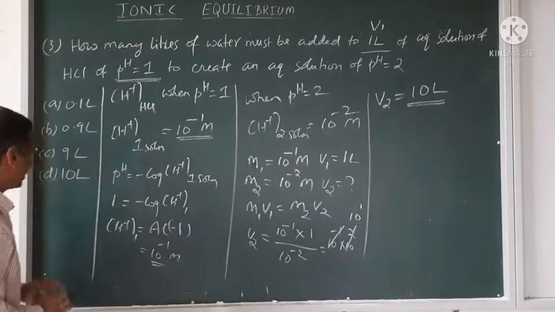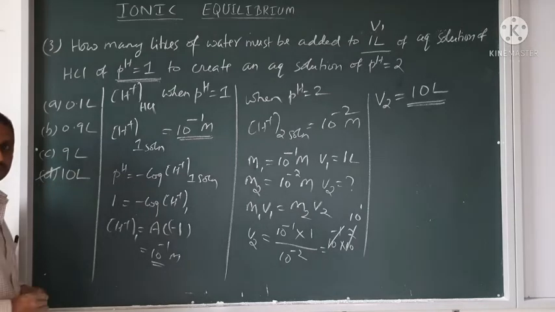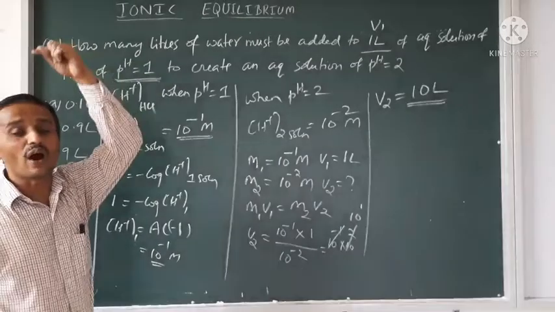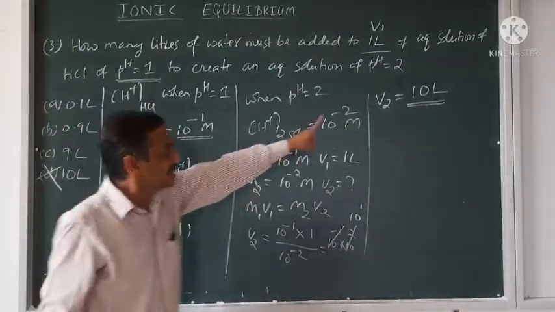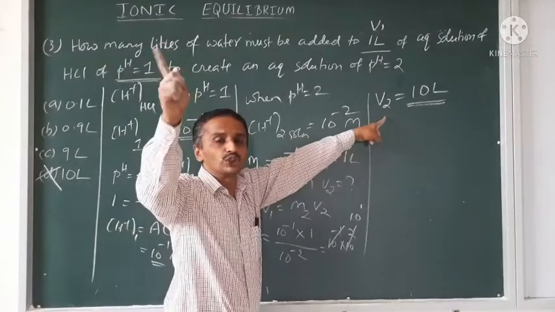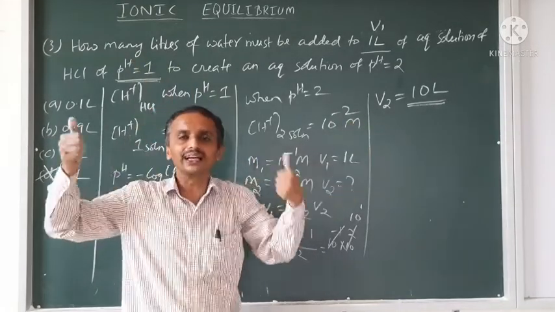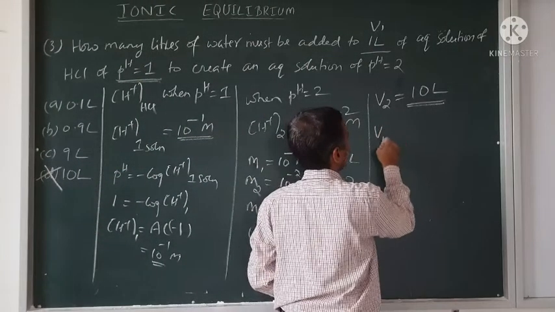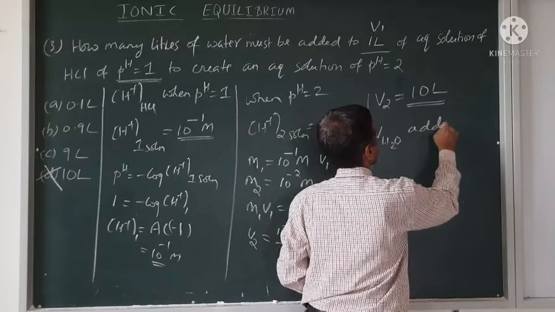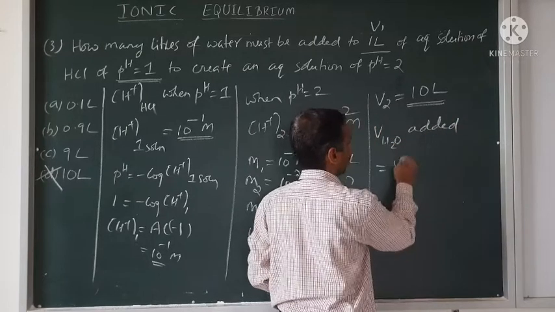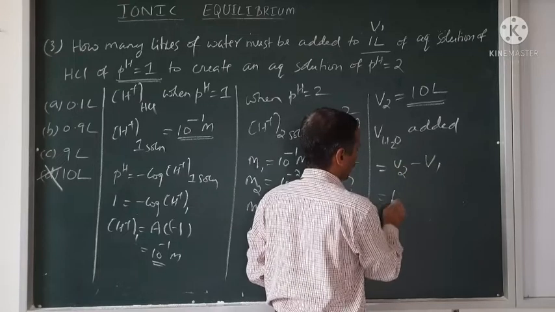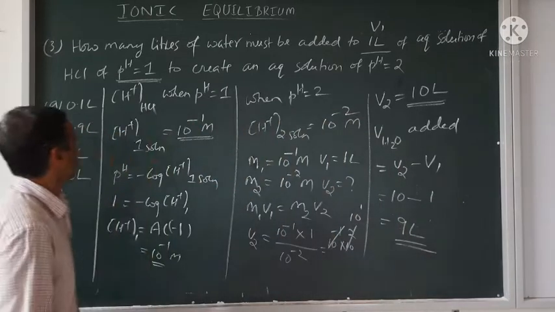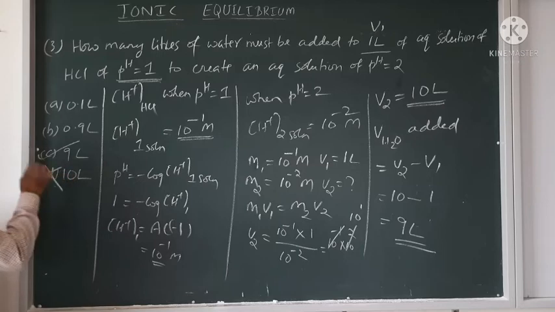Now, don't be happy and say, sir, D is the answer. D is not the answer. Because he asked, what is the extra water that should be added? This is the volume of the final solution. In that, already 1 liter of HCl is there. So the volume of water added is equal to V2 minus V1. V2 is 10, V1 is 1, so 9 liters of water is added. So the answer is actually C, not D.